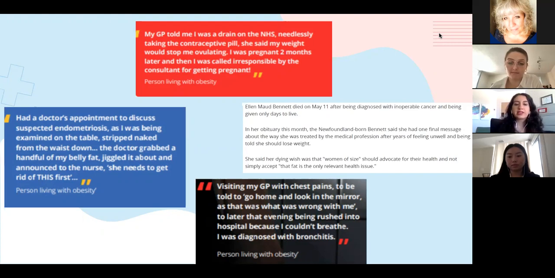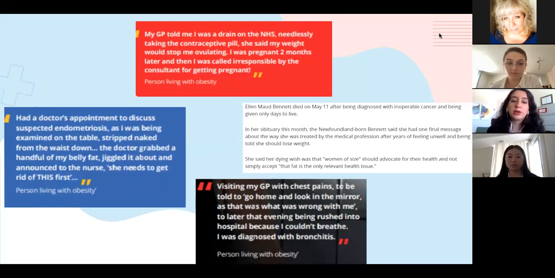And then we have the case of Ellen Maud Bennett, a Canadian who for years of feeling unwell had sought out medical intervention, and no one offered any support or suggestions beyond weight loss. She was finally given a diagnosis: terminal and inoperable cancer. She was given only days to live and died on May 11th, 2018.